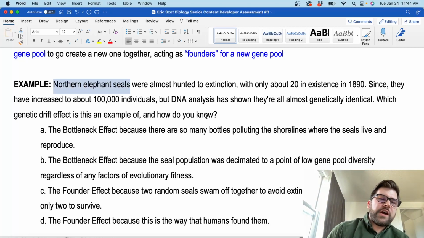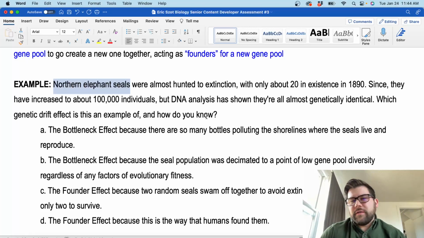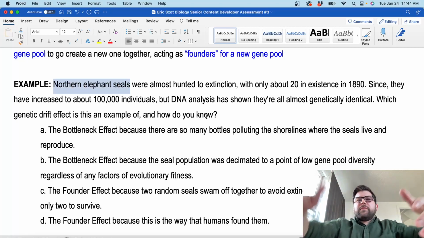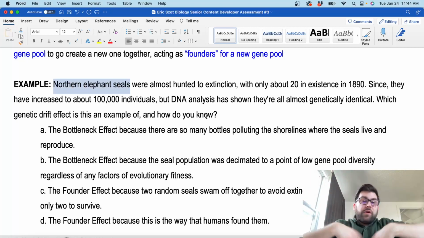But a couple hundred years ago, we started hunting them. They got a lot of blubber. Had a variety of reasons back then. We think we hunted them, humans, almost down to about 20 left. Very small population size, very, very small here. And what's going on? We're hunting them. It's just humans coming in. We're the catastrophe in this case.